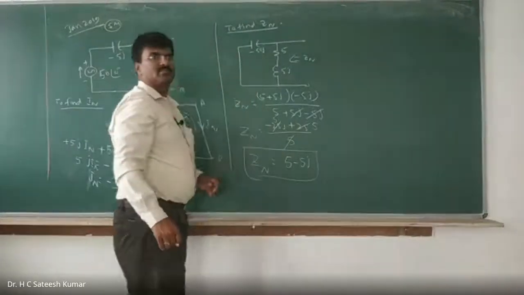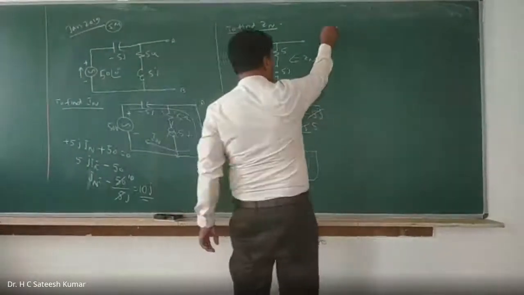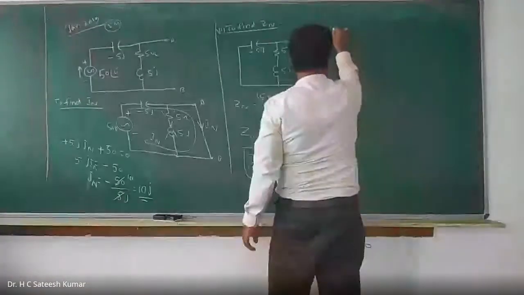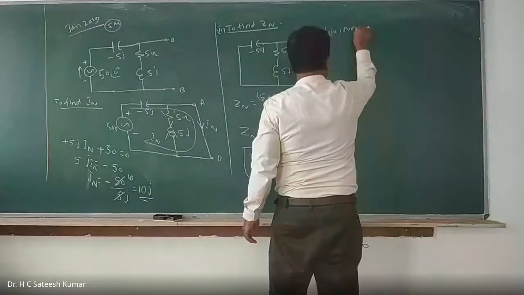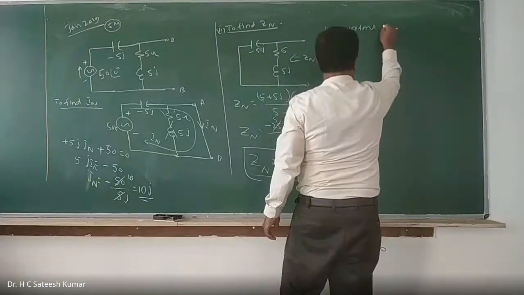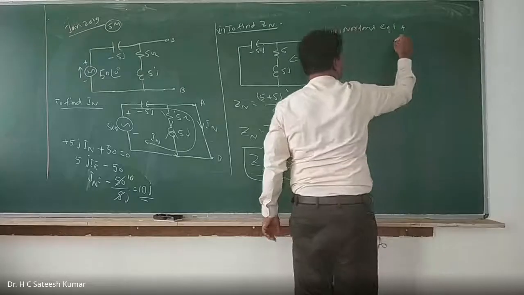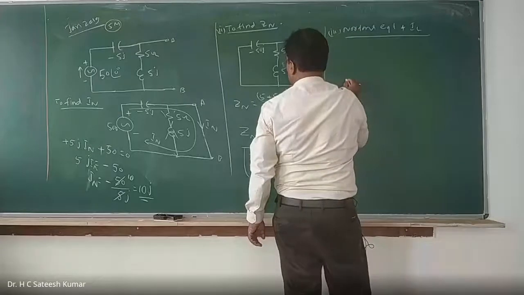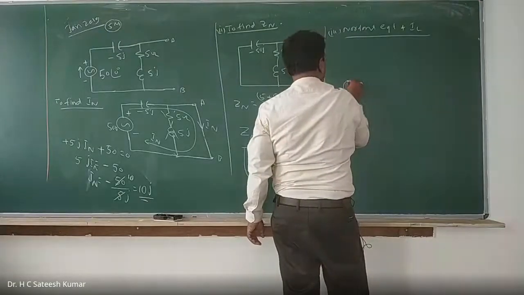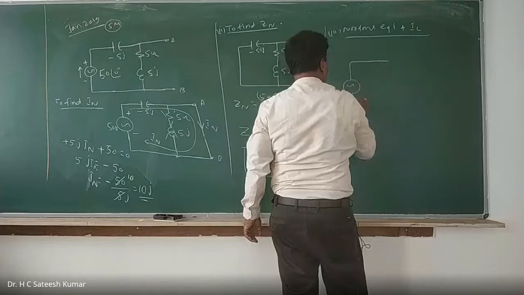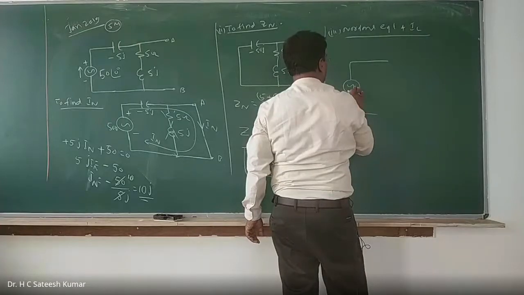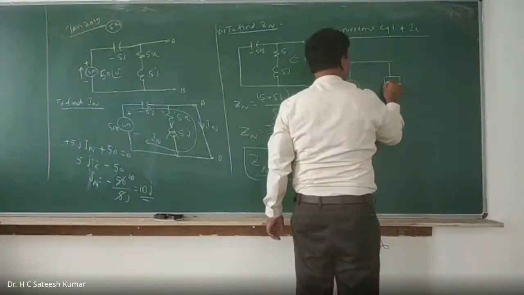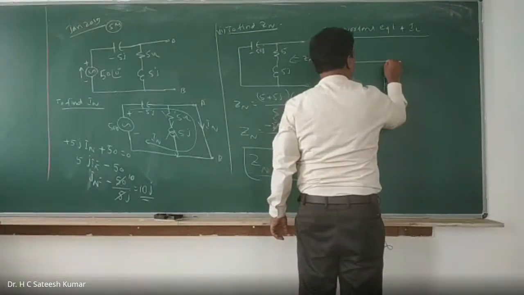Next, what is that? Norton's equivalent. Step number 2 is this, step 3: Norton's equivalent and find IL. Okay, right. Norton's equivalent, I'll write it. This is the current source, which is in parallel with the impedance 5 minus 5J. This is 10J.